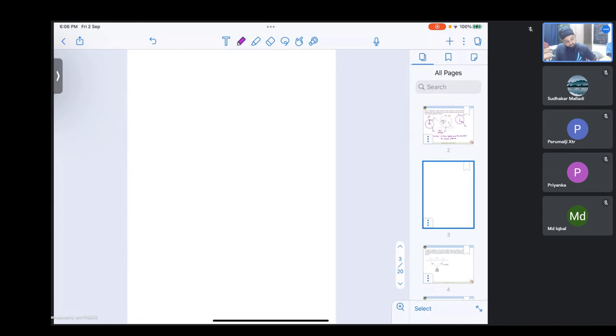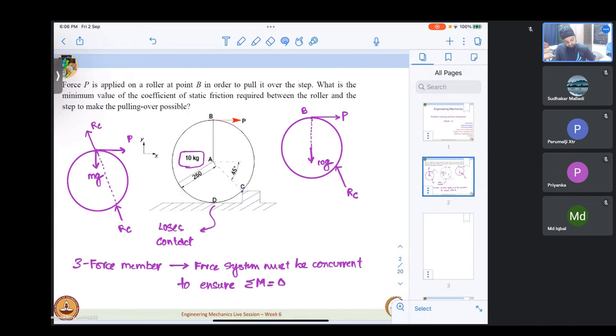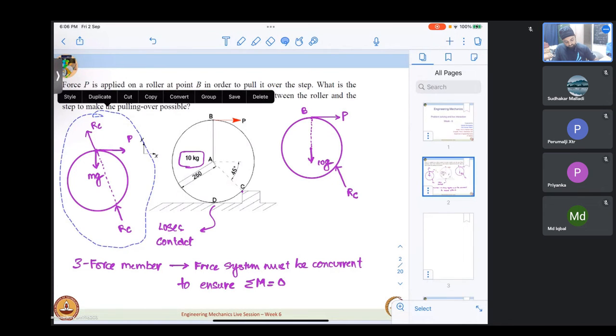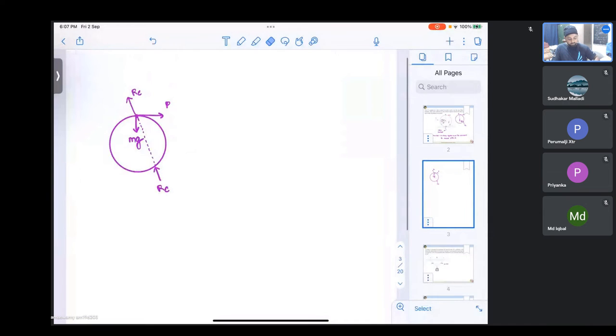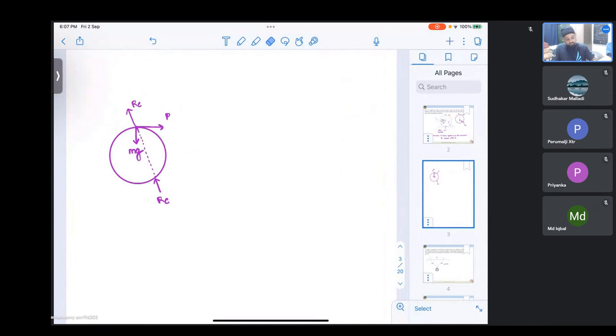So now if I just take this and put it here. Okay, now we have correctly put where Rc is applied. It is applied at point C. Using the principle of transmissibility, we have transferred it to point B. Now let this angle be theta.